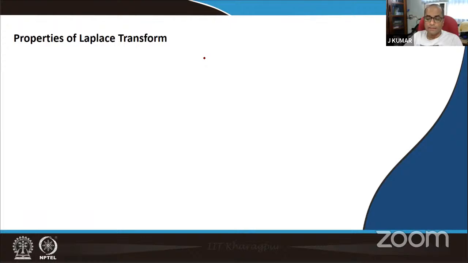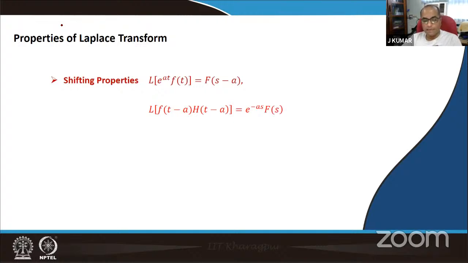Once we know that the Laplace transform exists for those functions, the important part here is the properties. We have to learn these properties because they help us to find the Laplace transform of complicated functions. There are many, so I will just review them quickly.